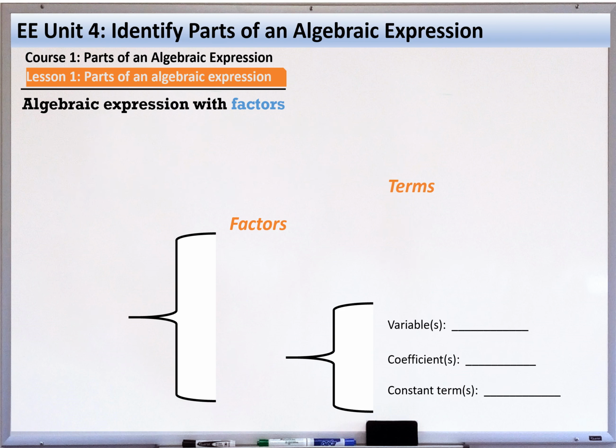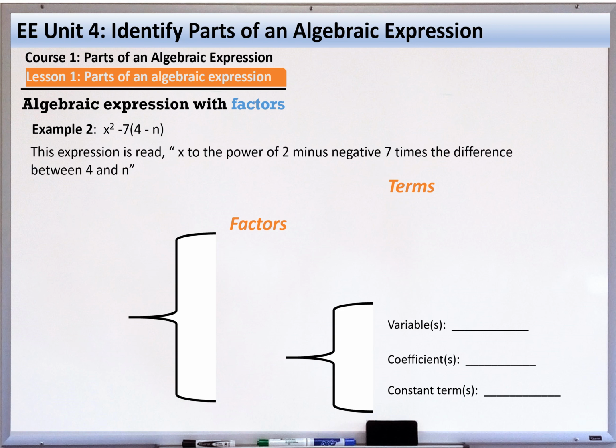and finish up part 3. I have another expression. Some number x squared minus 7 times the difference between 4 and n. So I have my expression here. I have two factors. I'm going to multiply negative 7 times whatever I get inside here. So these two are factors.